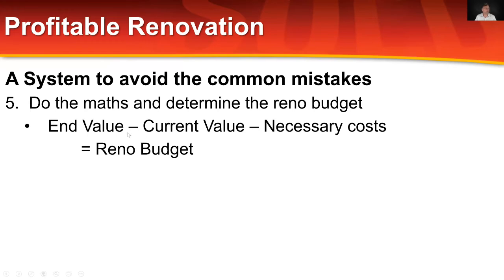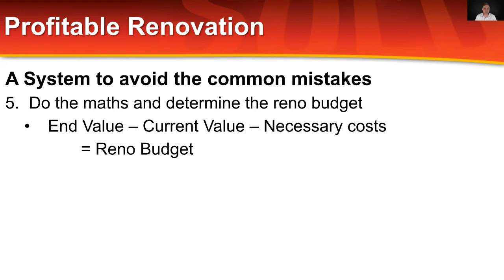If you go end value minus current value minus necessary costs equals reno budget, there is no profit there. And if you're looking to make a profit, this equation won't work. If you're looking for a lifestyle, that's okay. But if you go a cent over that budget there, you will be losing money.